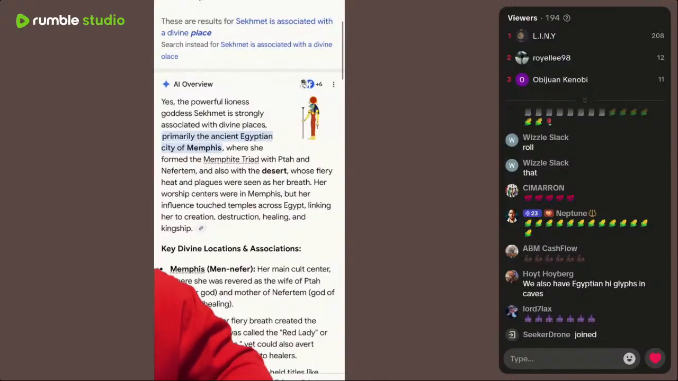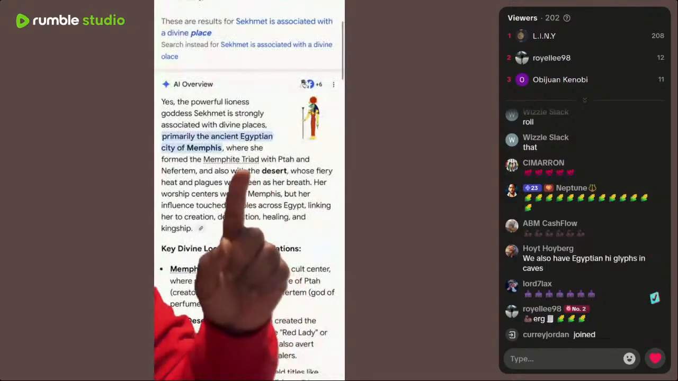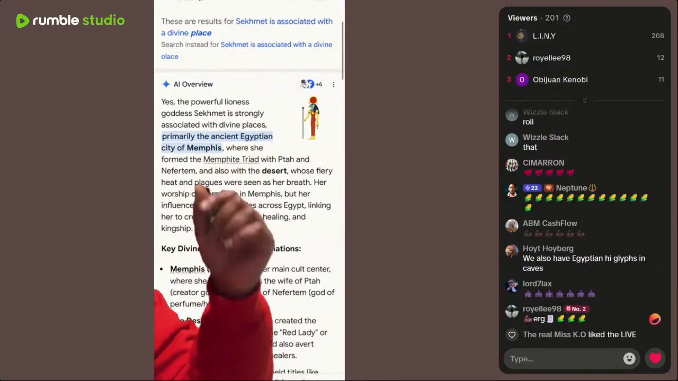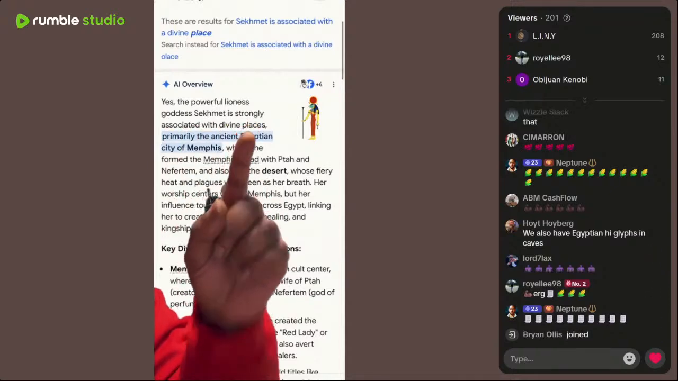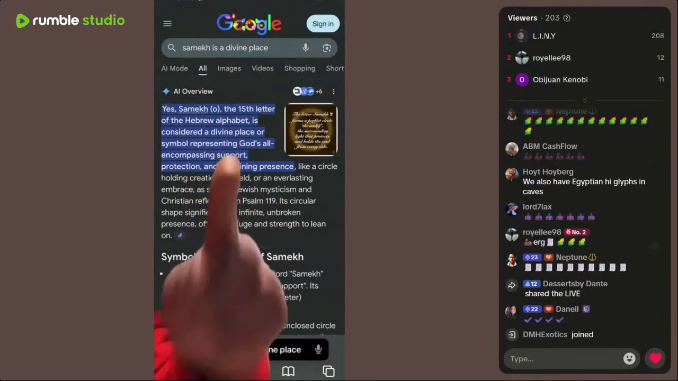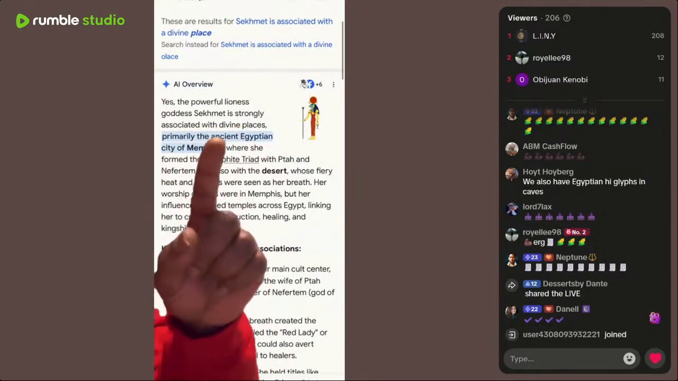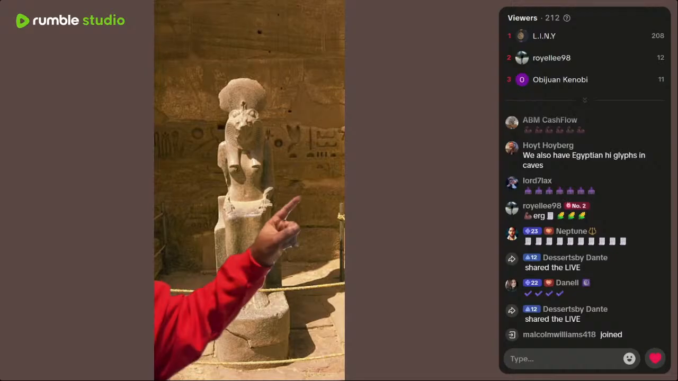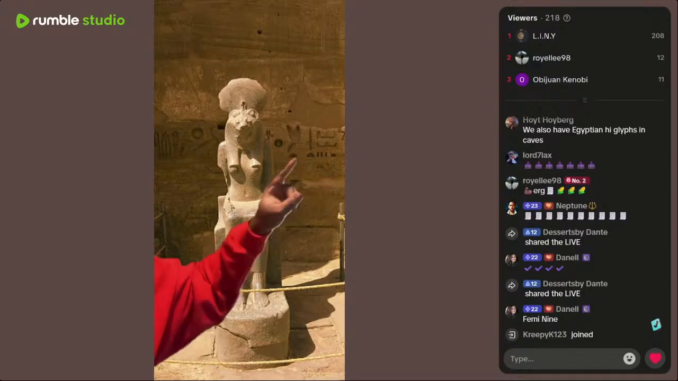Watch this. Now, this right here, Samek became Sekhmet. Same name switched around. Strongly associated with divine places. Considered a divine place, Samek. Then you get this. Sekhmet, divine place. Okay. There she go. This is a newer version of the ancient version. Do you see where I'm going with this? Let's keep going.